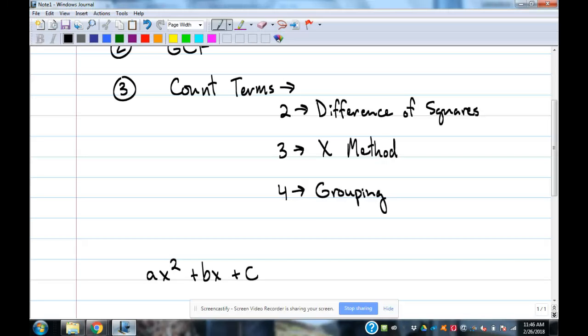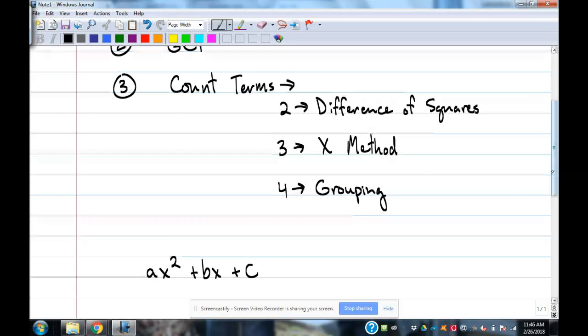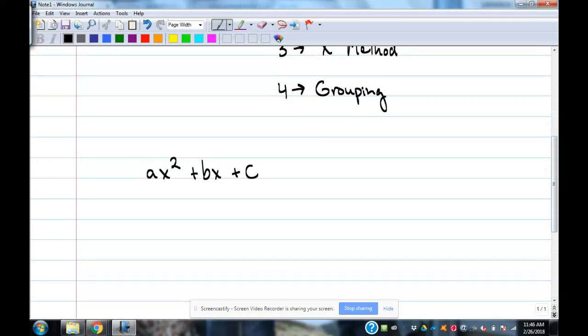Anytime it's a trinomial, you're going to try to use what's called the X method, or what Coach Mack and I call the X method. The way it works is you make this X out beside the problem. Make a big X like that. Thus the name, X method. All right? In the top part of the X, you're going to put A times C.